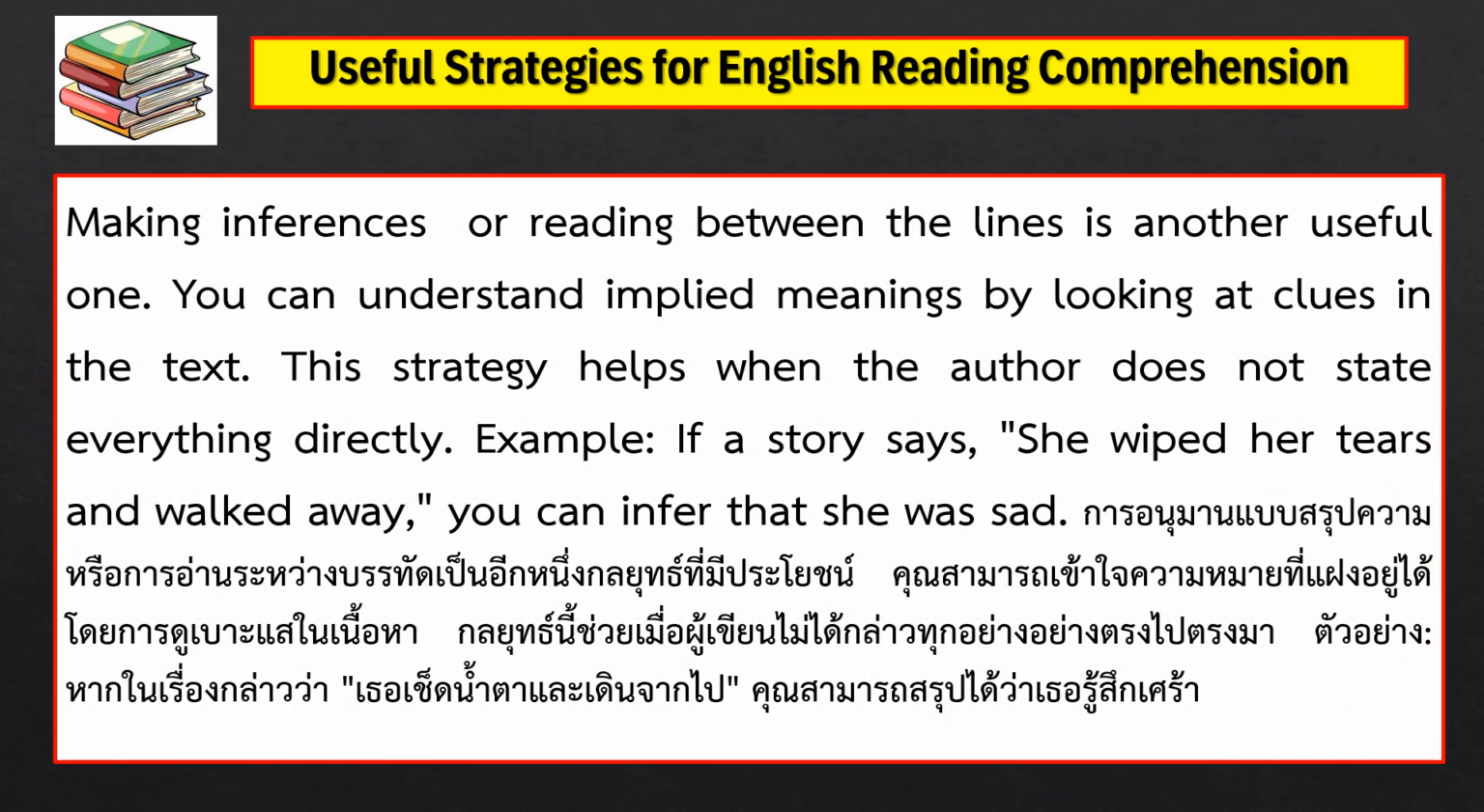Making inferences or reading between the lines is another useful one. You can understand implied meanings by looking at clues in the text. This strategy helps when the author does not state everything directly. Example: if a story says, "She wiped her tears and walked away," you can infer that she was sad.